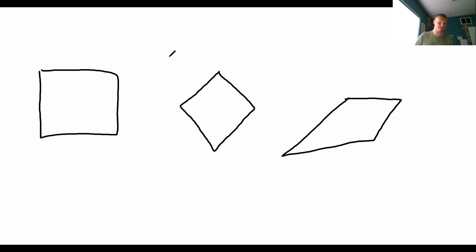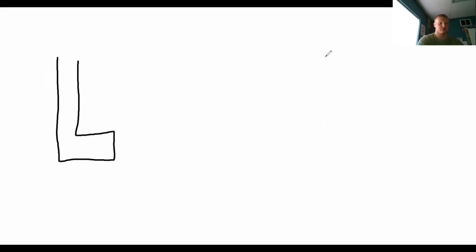So example 4, we are going to name each of these polygons. This is on page 158. Look at my shape right there. First off, it's the shape of an L. But what type of polygon is it, Evan? How many sides does it have?